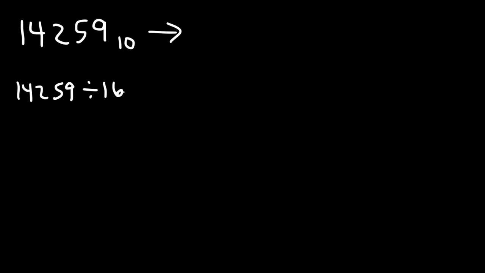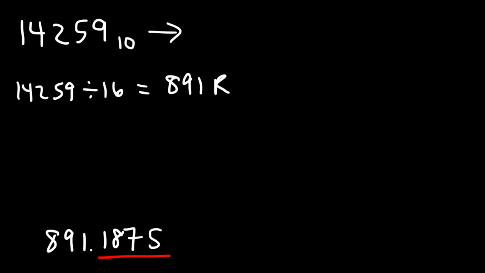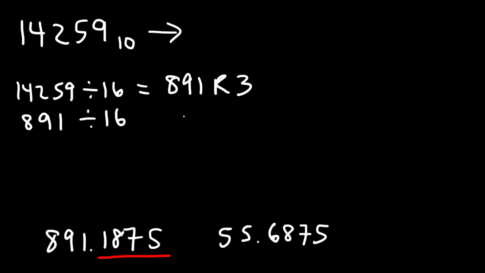14,259 divided by 16. And so that's going to be 891.1875, which I'm going to write that number here just to conserve space. So it's 891 remainder, and then take the decimal number multiplied by 16. So 0.1875 times 16, that will give us a remainder of 3. Now, let's take 891 and let's divide that by 16. And so that's going to be 55.6875. So that's 55 remainder, and then take 0.6875, multiply that by 16. So that will give us remainder 11.